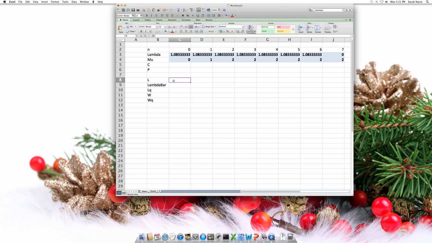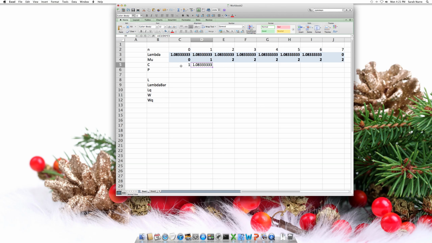And so to get L, I need both P and N. And so I don't have P, but I know I can get my C values, and then from C I can get P. And so here for C, I'm going to put C0 equals 1, and then I know for the rest of my C values, it just equals lambda of I minus 1 divided by mu of I times C of I minus 1.